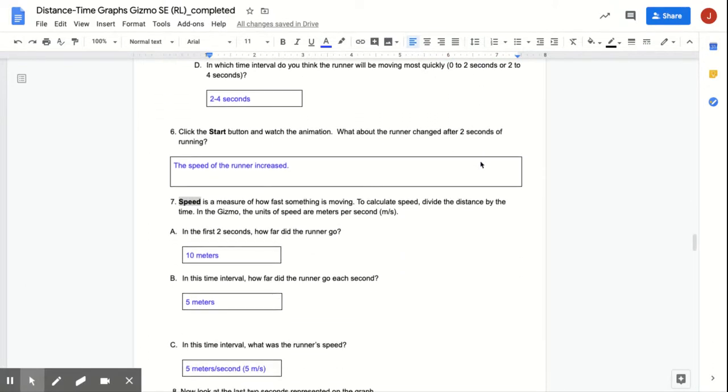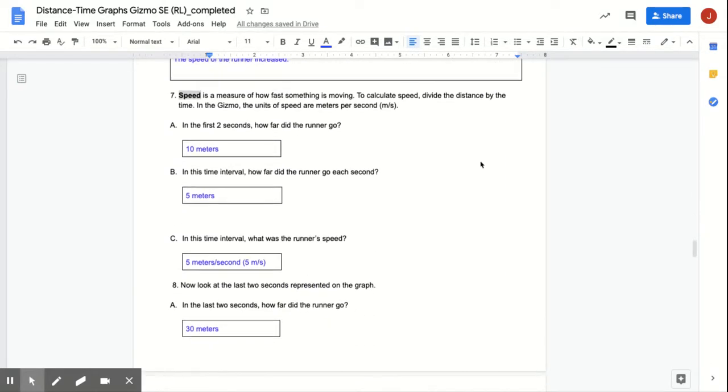So you click start, watch the animation. What do you see? You should see the speed of the runner increase after about 2 seconds. How do we calculate speed? You started this last week prior to doing the Gizmo. Meters divided by, or distance divided by time.